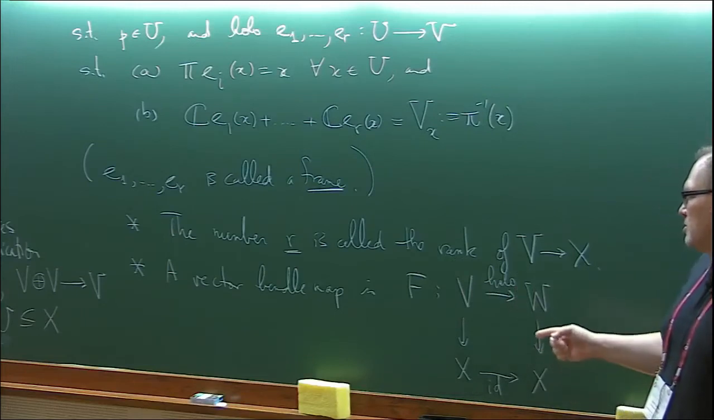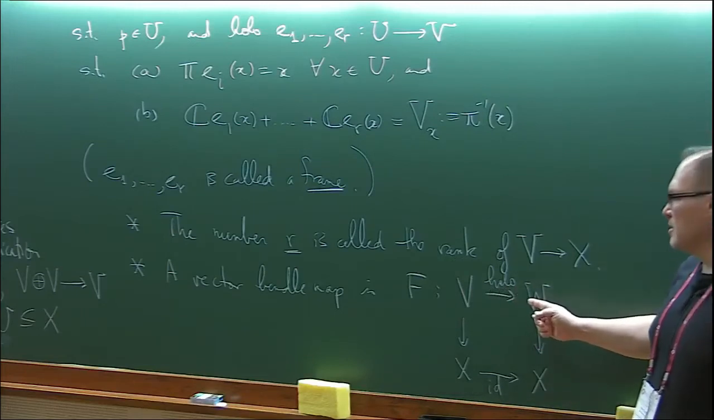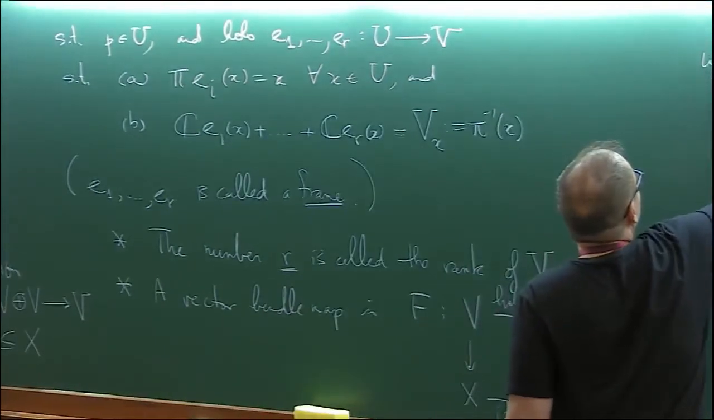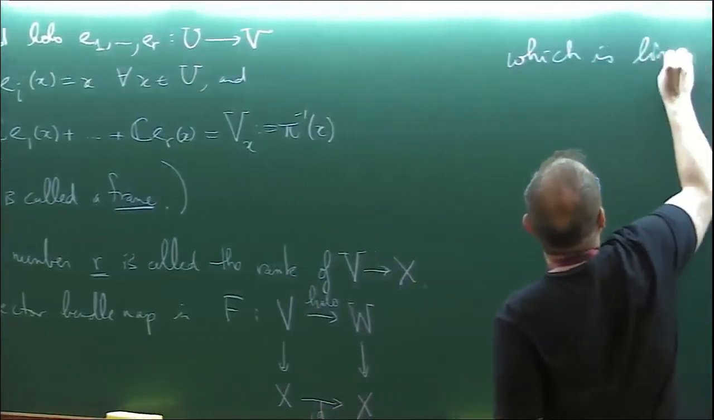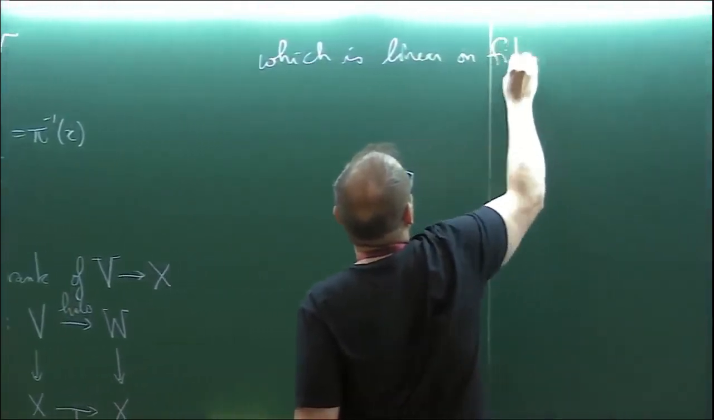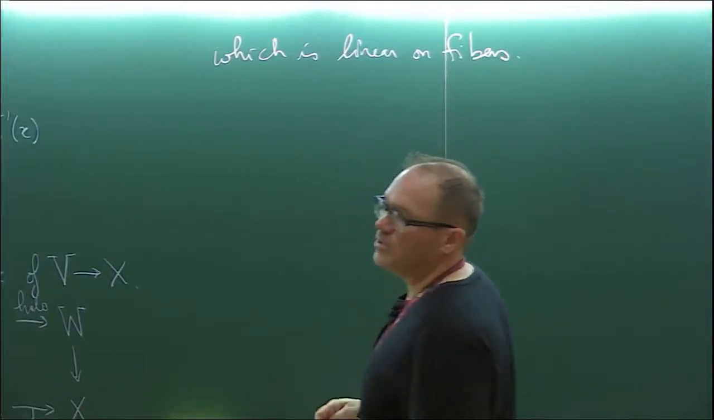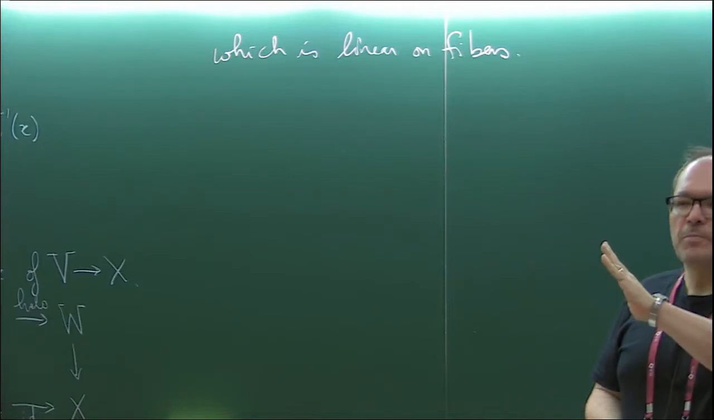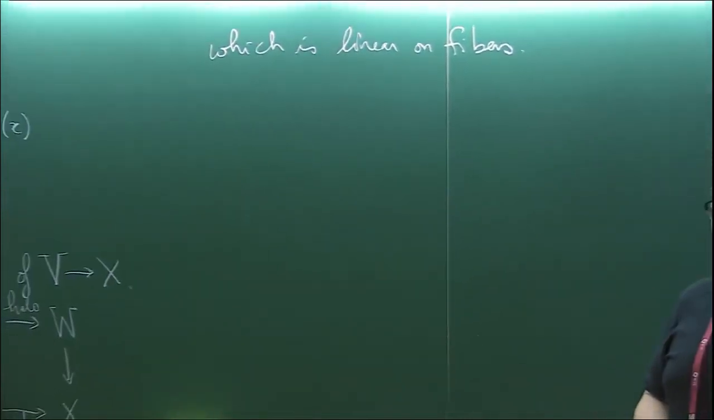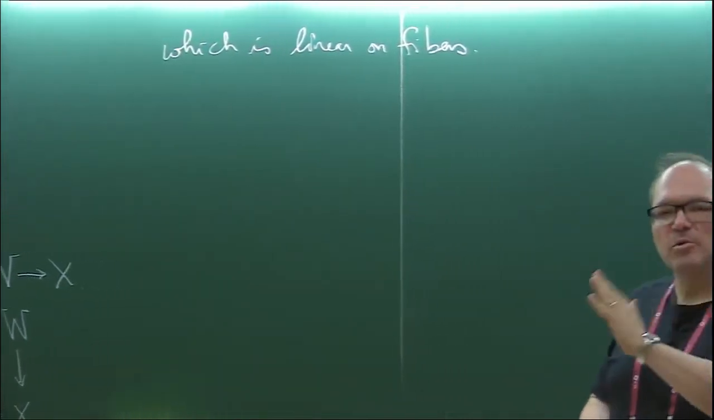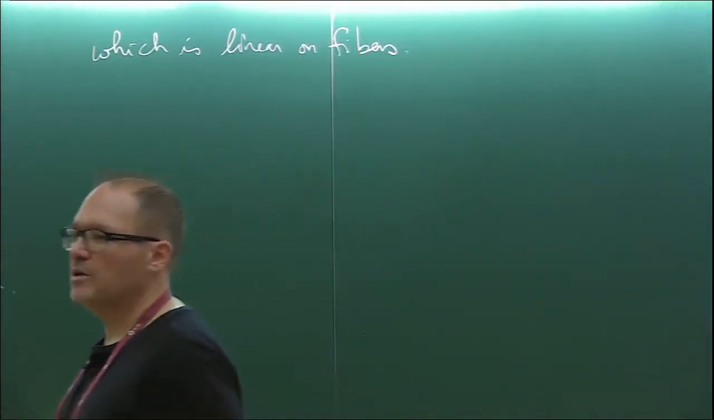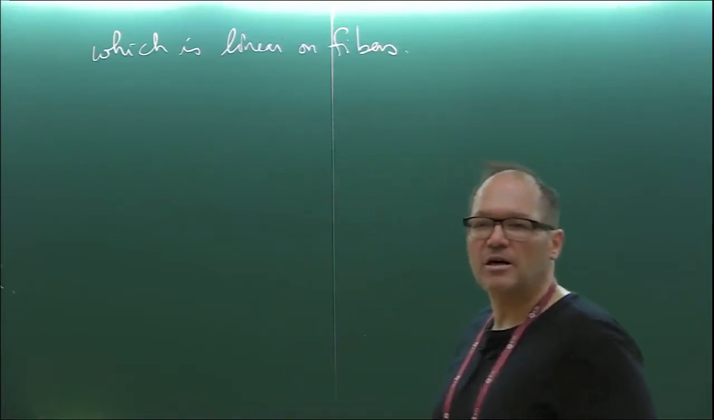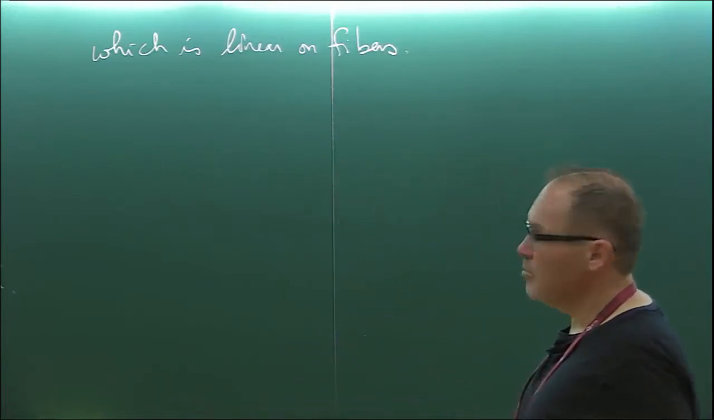But we also want more than just holomorphicity. We want this to be linear on fibers. One way to think of vector bundles is really as a vector space that depends on a parameter. And so a vector bundle map is a linear map of the vector space that also depends on the parameter. So you should sort of think of the coefficients of the matrix as being functions rather than numbers.